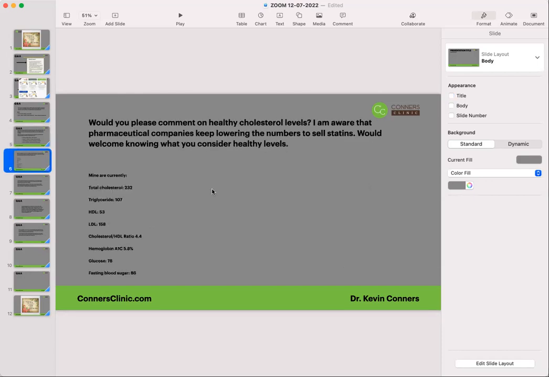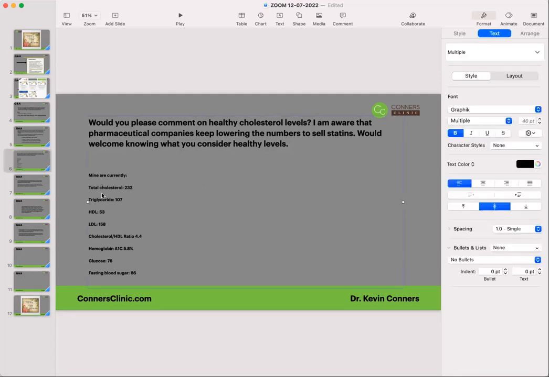And some questions come in on labs. Would you please comment on healthy cholesterol levels? I'm aware that pharmaceutical companies keep lowering the numbers to sell statins. Would welcome knowing what you consider healthy levels. Mine are total cholesterol 232. So, what's a healthy level of cholesterol?